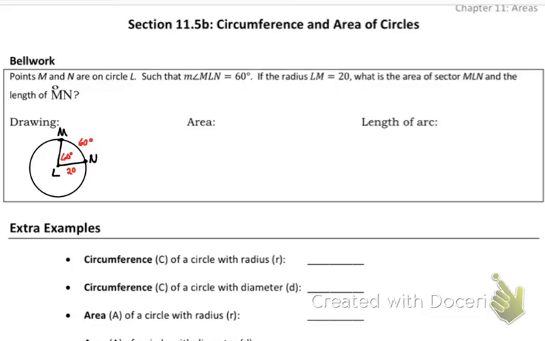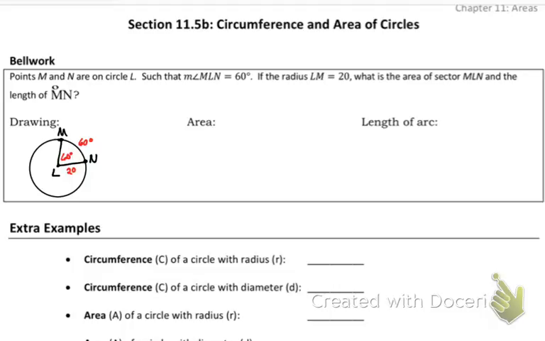Now this is what I think of with length of arc. Length of arc is a distance, right? How long does it take me to walk, or what's the distance from M to N if I'm walking around this circle? Well, distance between two points sounds a lot like circumference, right? Because the total length around the circle is my circumference. So when I talk about length of arc, you should immediately think of circumference.